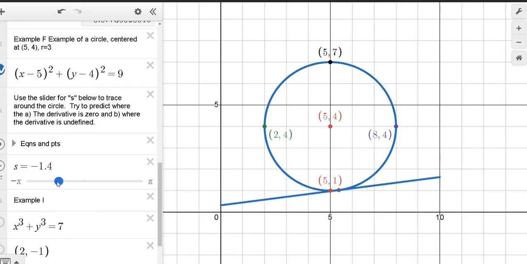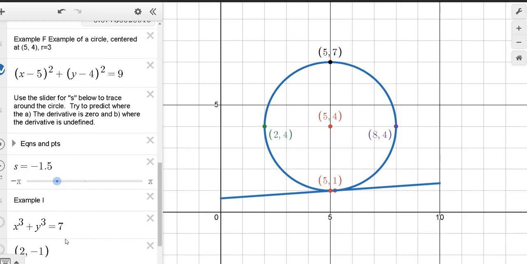So here and over here, when y equals 4, you've got a vertical tangent there, and a vertical tangent there. The slope of a vertical line is undefined, so not a big surprise there. But up here and down here, you've got horizontal tangents, and those are both occurring when x equals 5. So very nice.